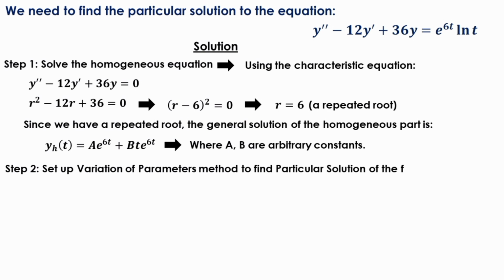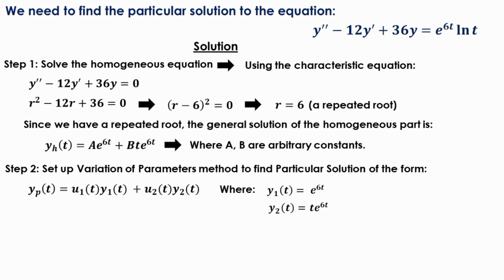So to solve this, we have y_p, the particular solution of y, which is the function u1 times y1 plus function u2 times y2, where y1 is equal to e^(6t) and y2 is equal to t e^(6t). And our u1 and u2 are the functions that make up the particular solution of this problem.